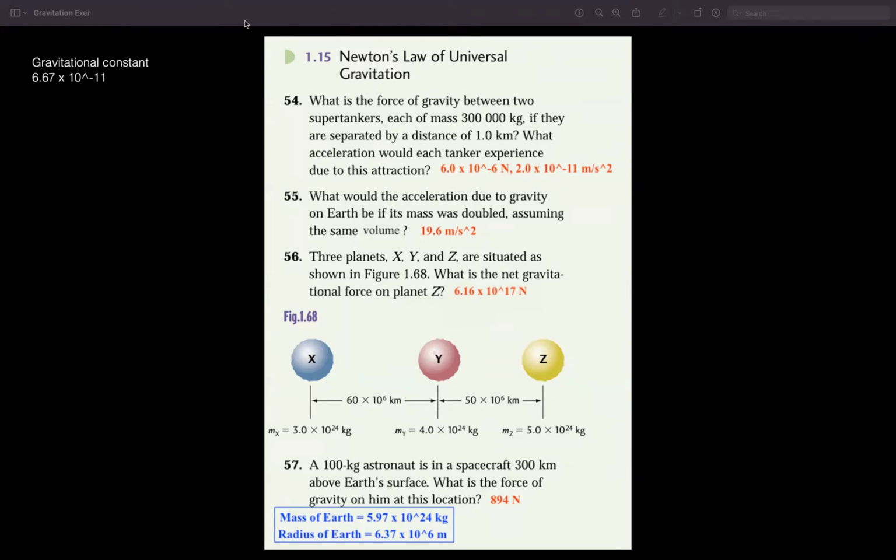Okay, we look at question 56. Here we got three masses and they are situated along the same line. So if I draw a line joining the centers like this, what is the net gravitational force on planet Z?